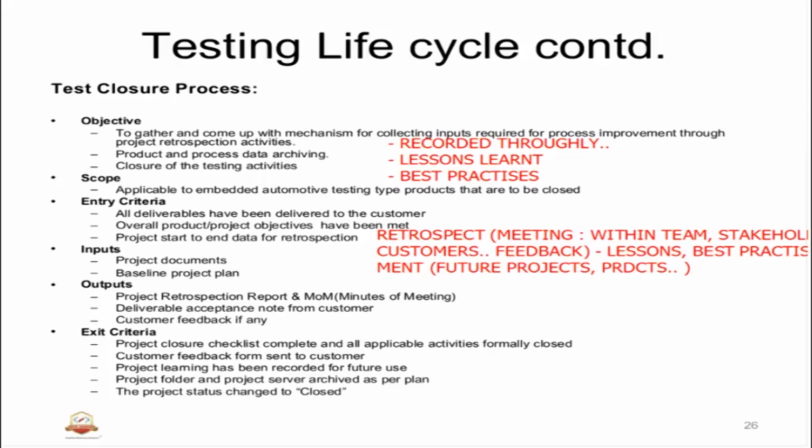Output of the test closure activities: project retrospection reports. There is a retrospection report which I will take up in future sessions, and there are minutes of meeting. You all know that we have to record the minutes of the meeting. Those minutes will identify the discussion summary, any actions required, anything that we want to highlight. All this will be part of the outputs, and of course, as part of the output of this closure, we will definitely have to have feedback or acceptance from the user or the customer.